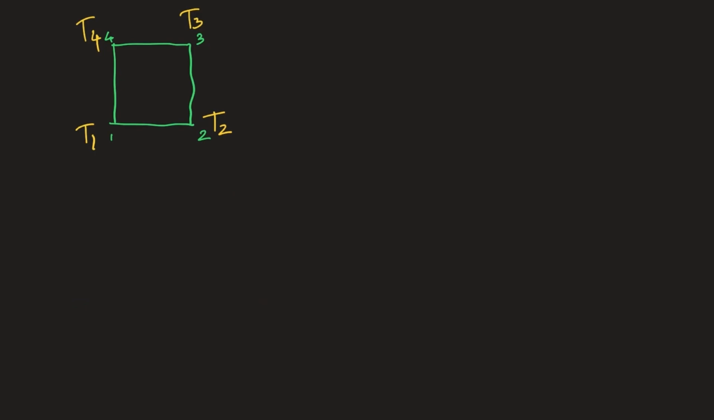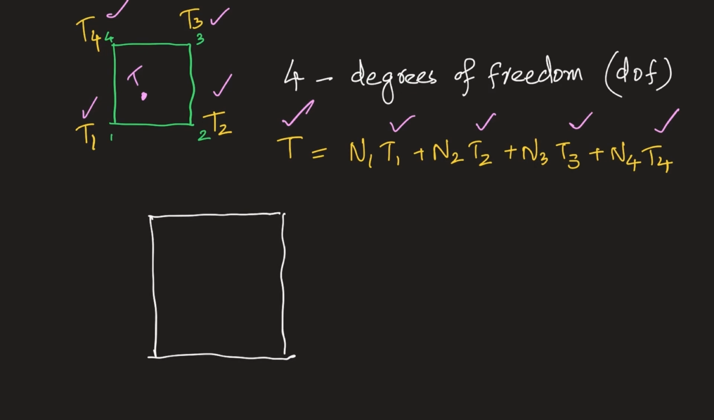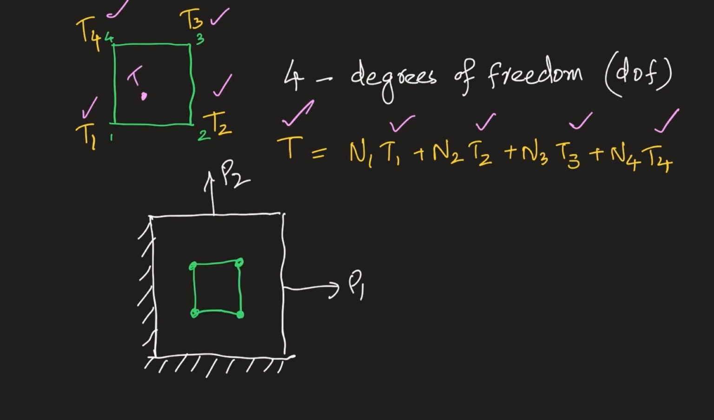This element is said to have 4 degrees of freedom because 4 nodal temperature values T1, T2, T3 and T4 are required to express the temperature T at any point inside an element. If our problem was a plate which is loaded in 2 directions and fixed at 2 edges, let us see how many degrees of freedom this element would have.